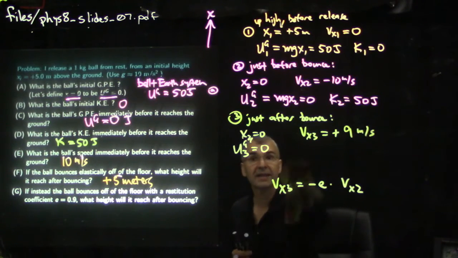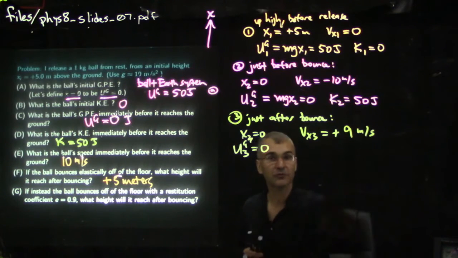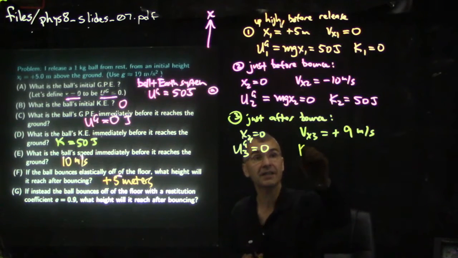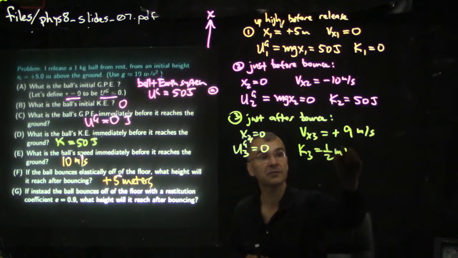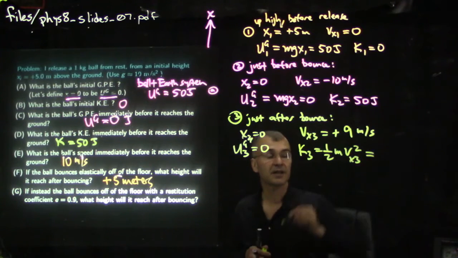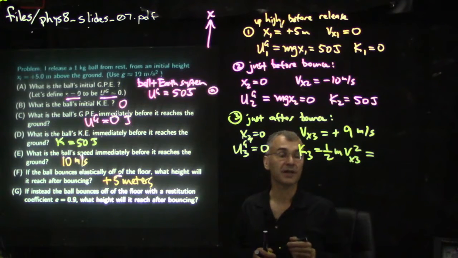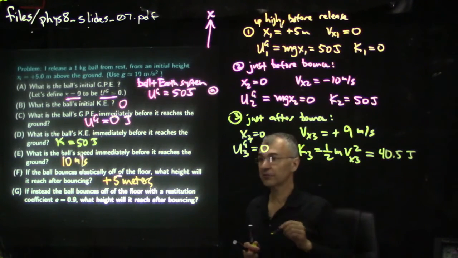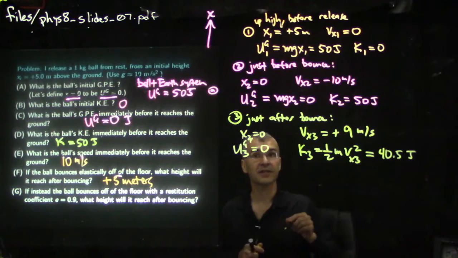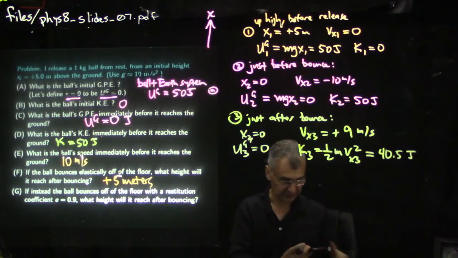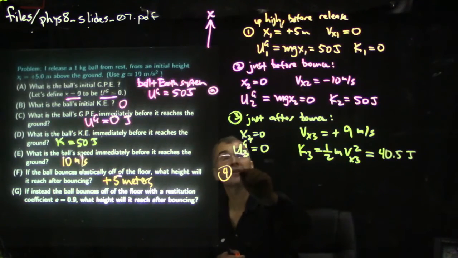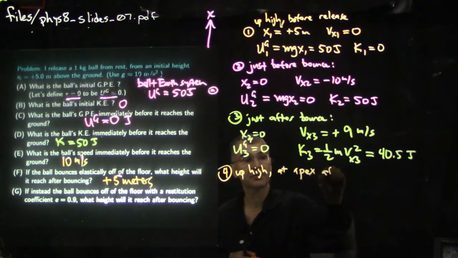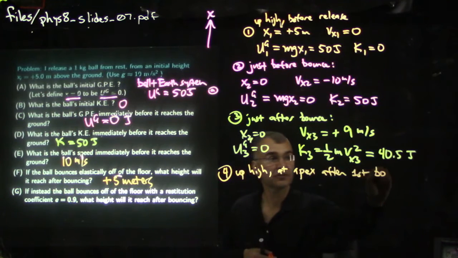That's kind of cool. And so you see all the energy loss happens with the floor, because that's where energy gets turned into heat, or thermal energy. So then we have K3 is 1/2 m v_x3 squared. So 9 times 9 is 81, divided by 2 is 40.5. So that's 40.5 joules. So then we say step 4 is up high at apex after first bounce.